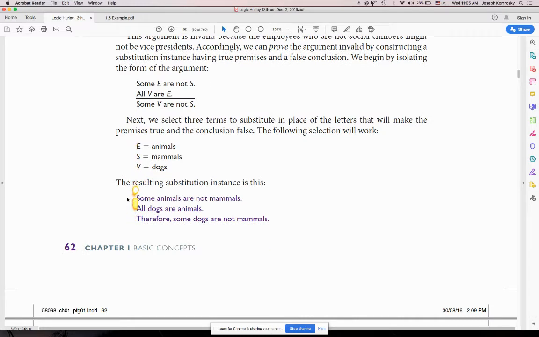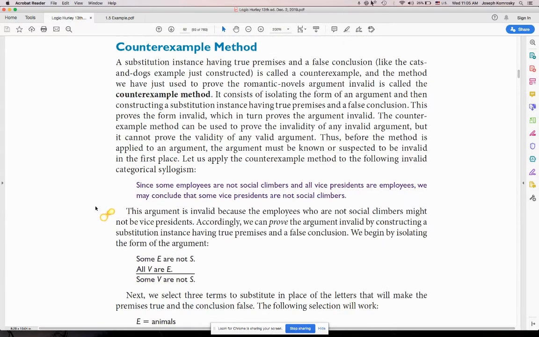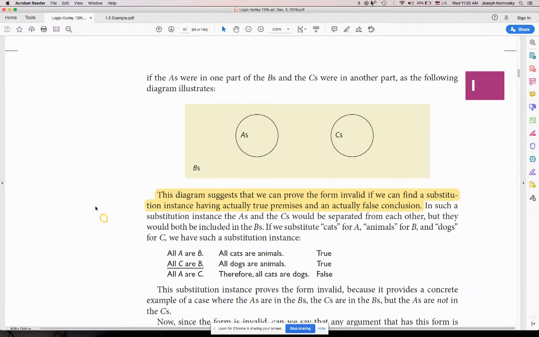And he just maps it out here. He takes the abstract form, he substitutes it, and here's what we get. Some animals are not mammals. True. All dogs are animals. True. Therefore, some dogs are not mammals. Totally false. Again, you can use this. Okay, so abstract form, substituting, what you get is an obviously, absurdly false conclusion.